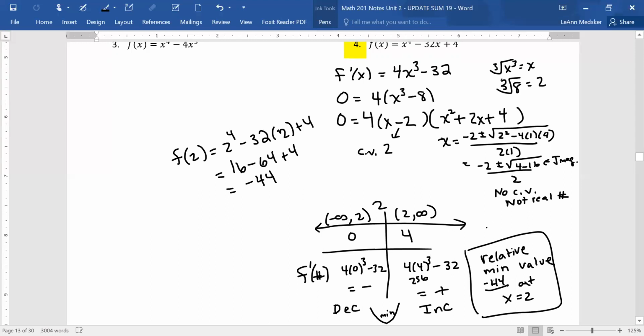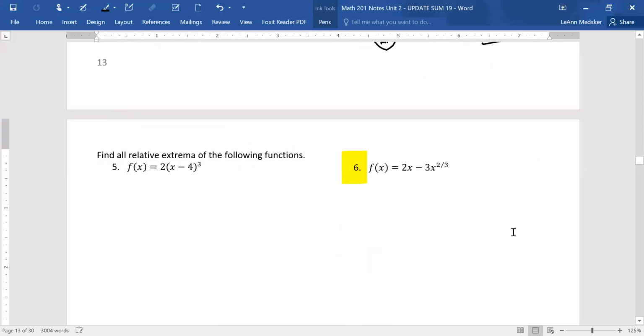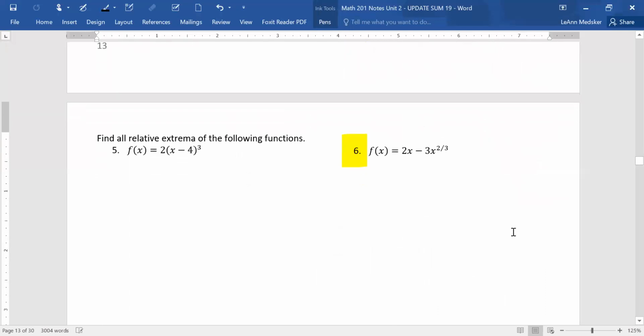I could also just have someone ask me for the ordered pair, and it would be the relative min is at 2, negative 44. So remember, that's another way you can write it. Okay, so that answers that one. If we go to the next page, we also skipped number 6, which has the same directions, find all the relative extrema. So we want to take the first derivative of this function as well, and then work that equal to 0 and find our critical values. So this would be f prime of x.